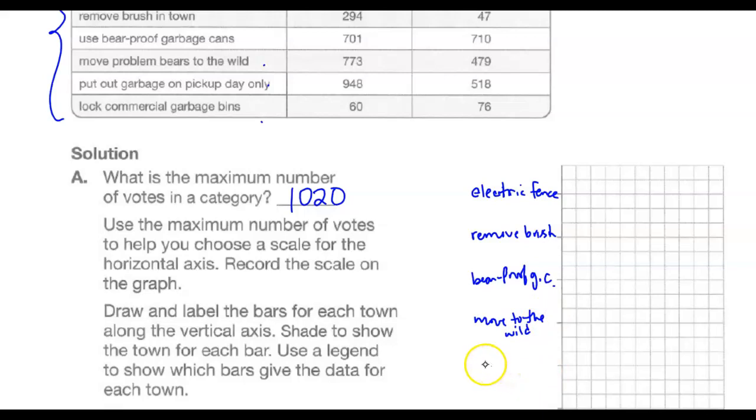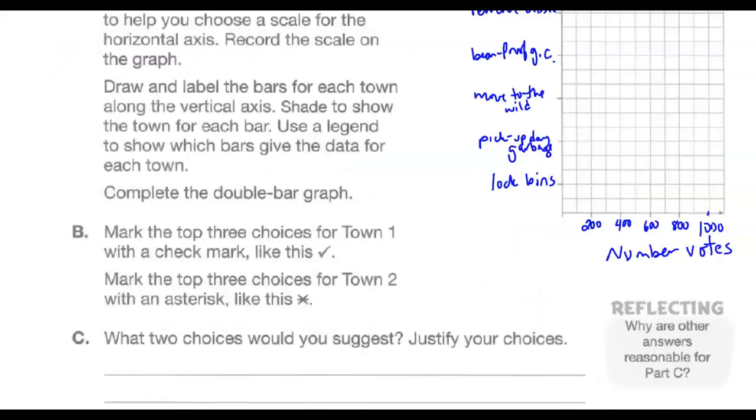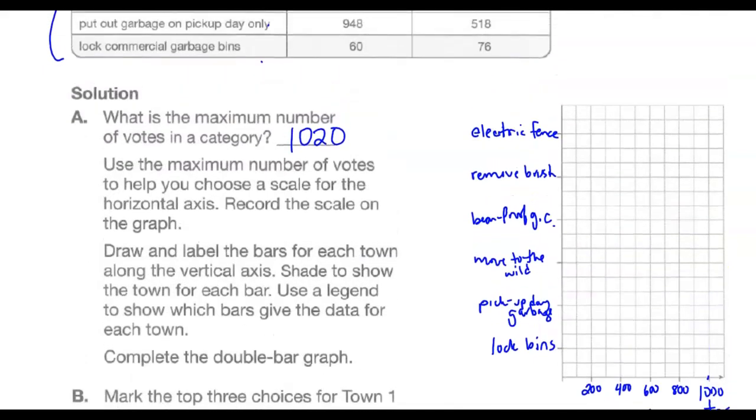Pick up garbage day. I'll just abbreviate it. Pick up day garbage. Because some people put it out too early, right? And then even if there's not bears, there's other animals that get into it. And then lock bins. Okay. So these are the suggestions that the towns are going to vote on.